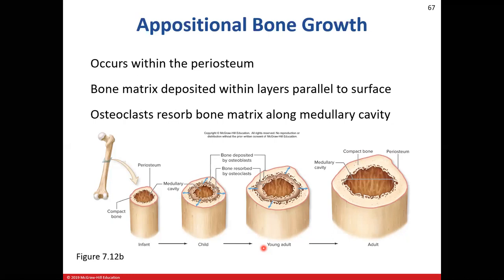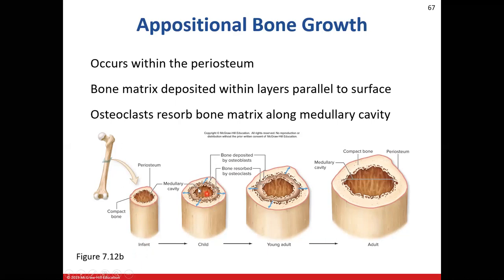And then we also have osteoclast activity. Osteoclasts, remember, destroy bone. What they do is they reabsorb different bone matrix regions along the medullary cavity, and this allows us to start growing outwards. And so within an infant here you have your medullary cavity, your periosteum along the outer surface, and then here's this compact bone area.